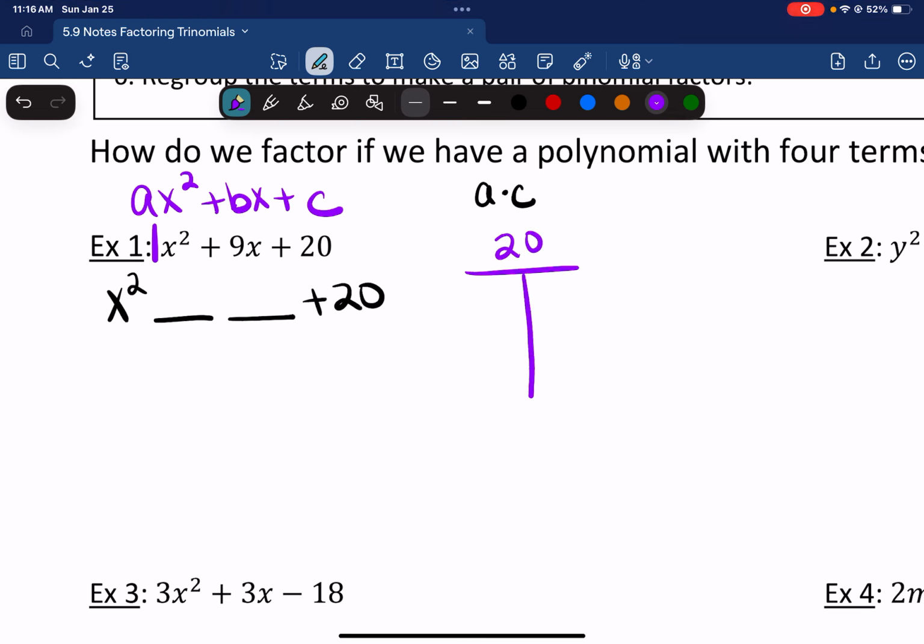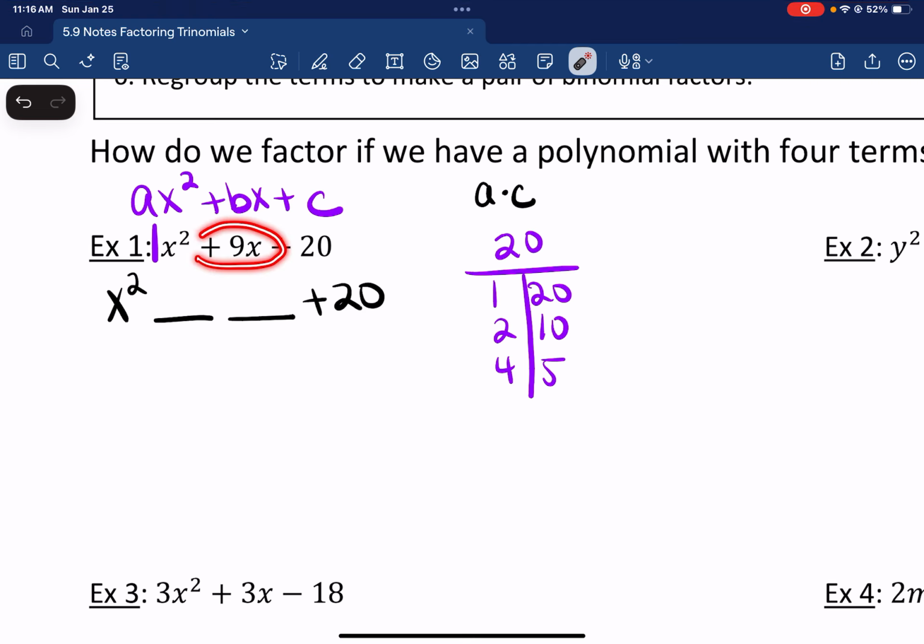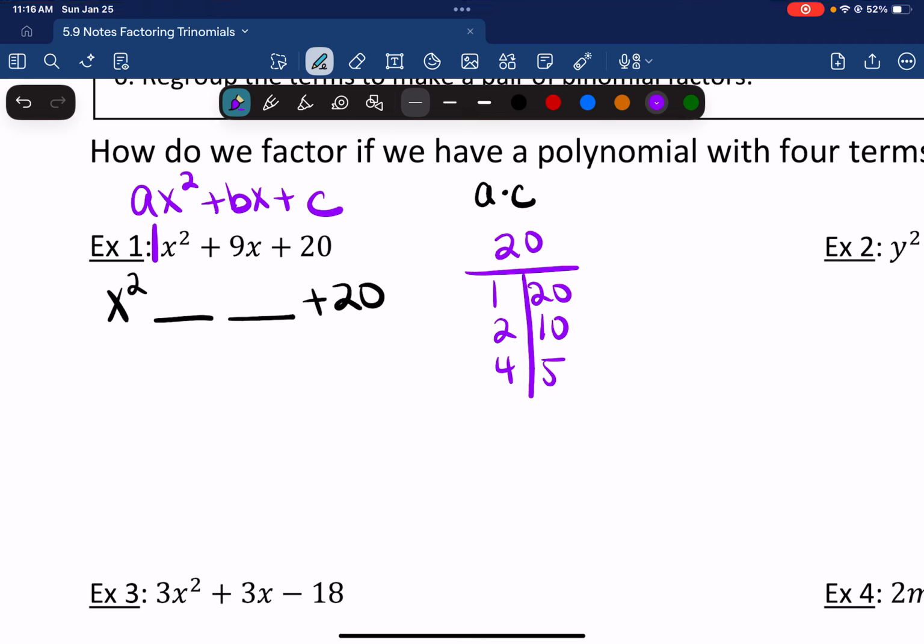And let's list out the factors of 20. We have 1 times 20, 2 times 10, 4 times 5. And of course, we could use negative pairs for all of these too to get positive 20. But I want the pair that combines to give me this positive 9x. Well, I'm going to use 4 and 5. So I'm going to break this plus 9x into a plus 4x and a plus 5x. All right, and now that we've done that, we've broken our trinomial into four terms.